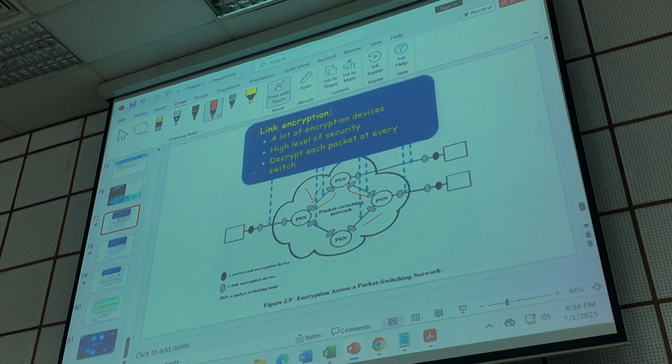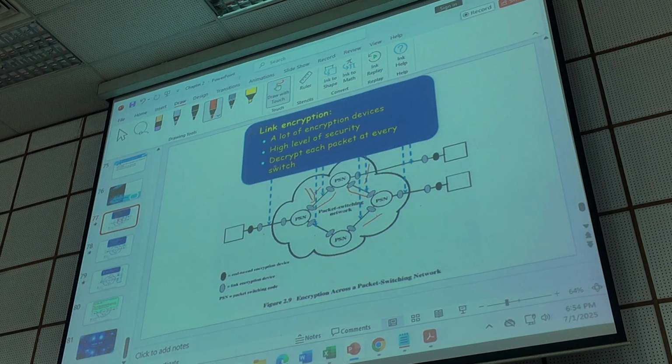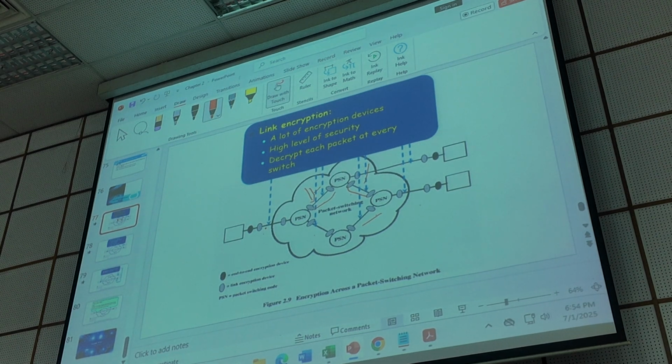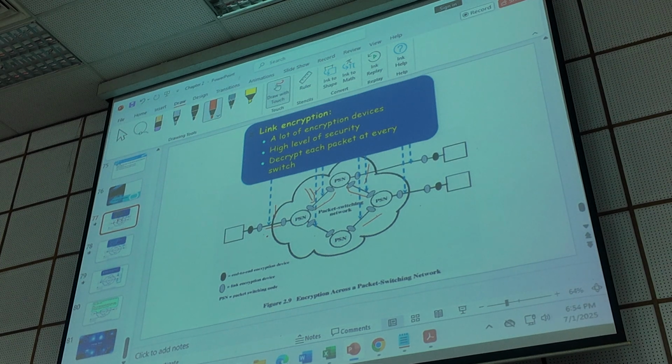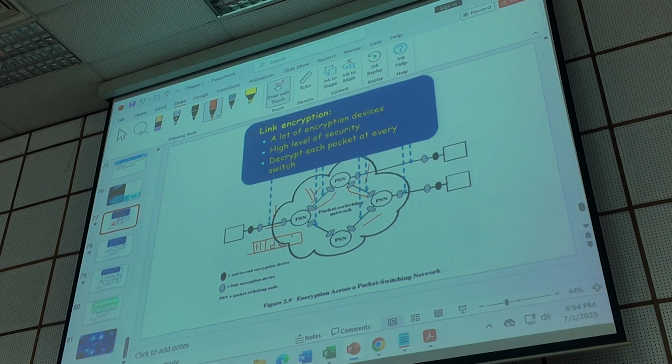Second, this link encryption uses a lot of encryption devices. You can see there are a lot of encryption devices here: 1, 2, 3, 4, 5, 6, 7. There are a total of 7 encryption devices here. High level of security, and decrypt each packet at every switch. What does it mean? It means that when you encrypt the link, you will encrypt the data. The network packet is actually divided into header and also the data. The header also consists of the source IP address and destination IP address.